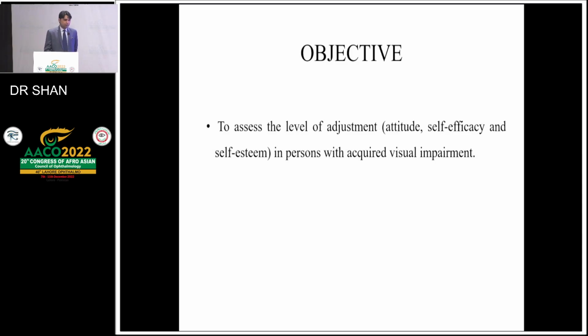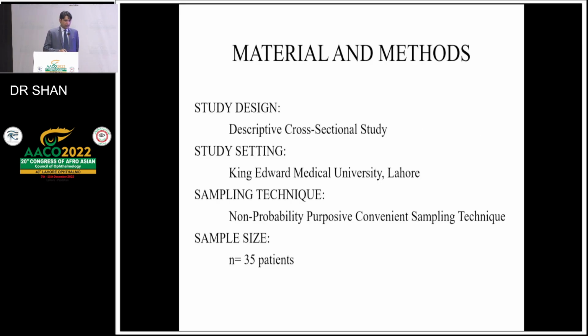My objective was to assess the level of adjustment, attitude, self efficacy, and self esteem in persons with acquired visual impairment. Material and methods: study design was a descriptive cross-sectional study, and the study was done in King Edward Medical University. Sampling technique was non-probability purposive convenient sampling technique. Sample size was 35 patients.